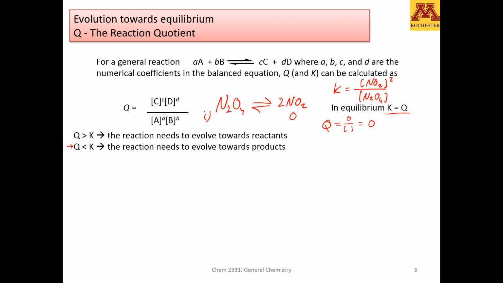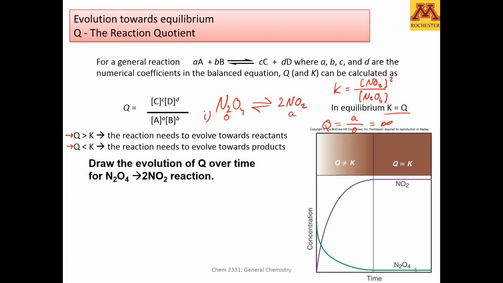towards products. On the other hand, if initially you start with only products and 0 reactants, whatever quantity you have, let's call it A, then you will have A over 0. This is infinite. So this means that when Q is larger than K, there's not going to be a K larger than infinite, so when Q is larger than K, the reaction needs to evolve towards reactants. So here you have a strategy to assess if a reaction has to go either towards products or towards reactants in order to achieve equilibrium.